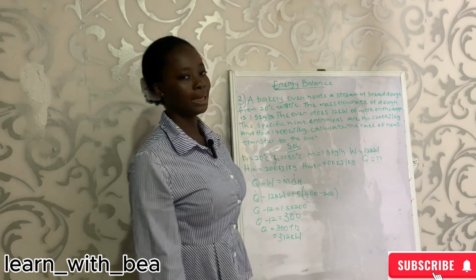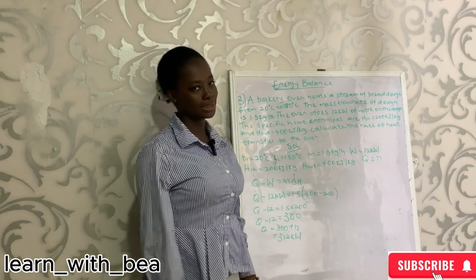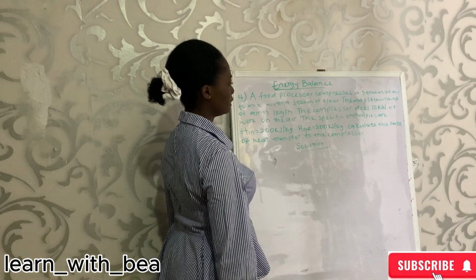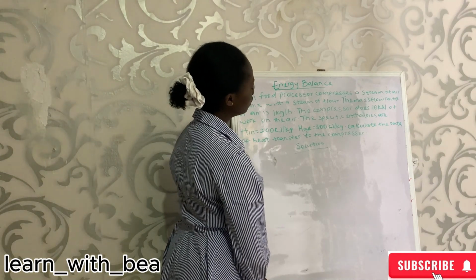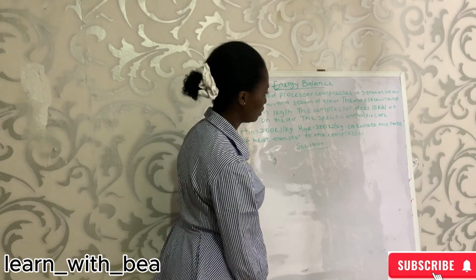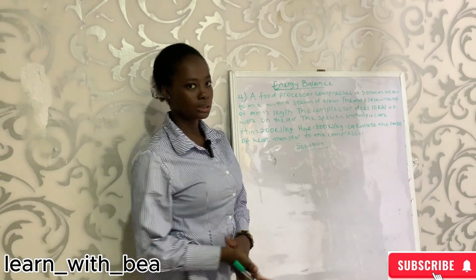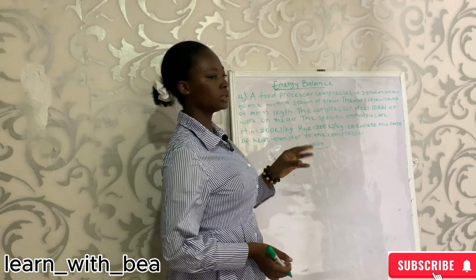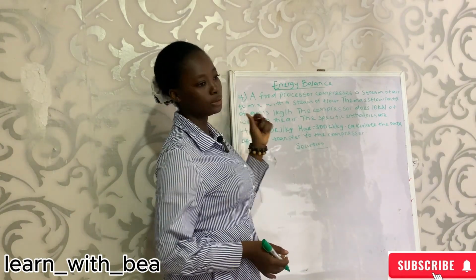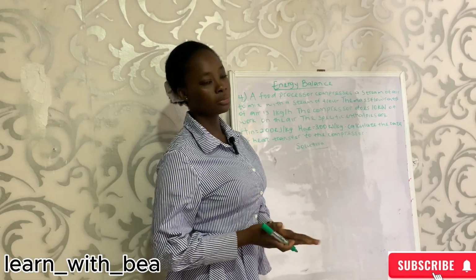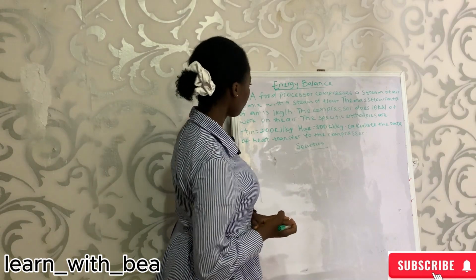So let's move to the last question on energy balance. A food processor compresses. Okay, so from the word compresses, you know that our work done will be negative. That's if work is done on the system. If you don't understand what I just said, it has been detailed in first law of thermodynamics. So check up the video on first law of thermodynamics. This thing has been well explained there.